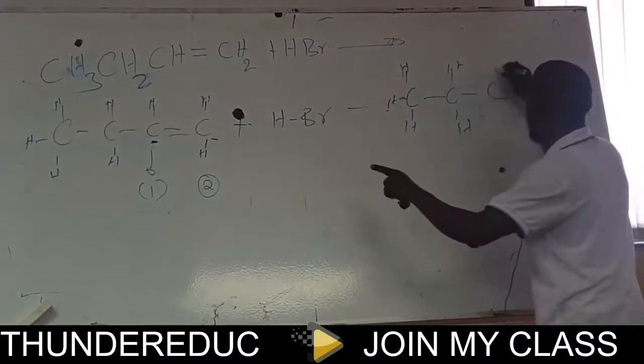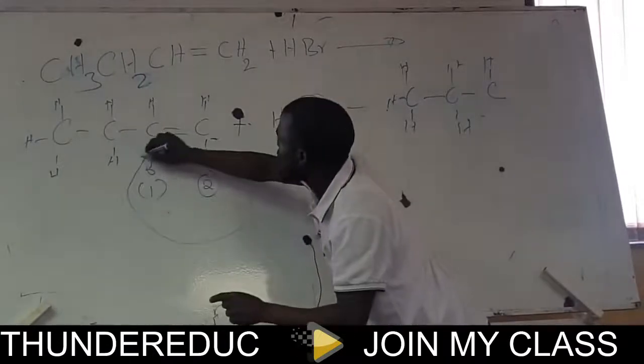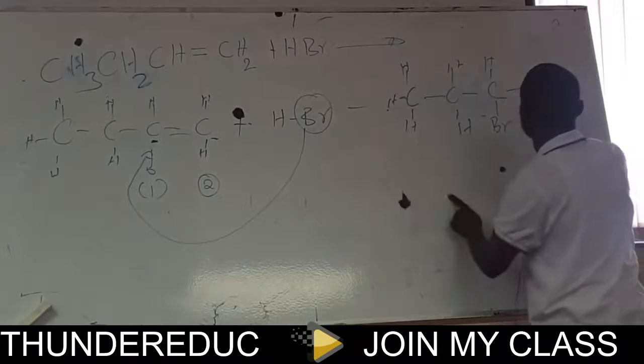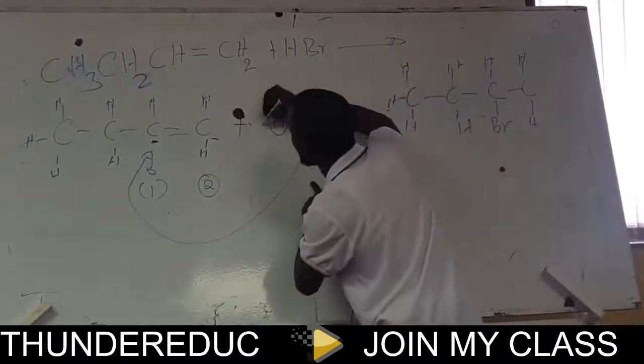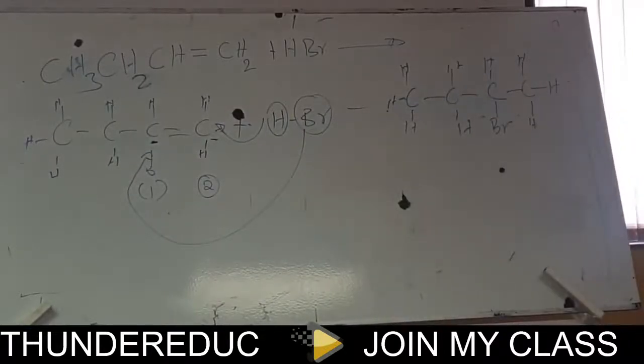Now, see, you have the hydrogen there. Now, this is gonna go here. And then I have bromine here. And then I'm gonna have CH2. And then this hydrogen is gonna come there. And then I'm gonna have CH3. So that's how it's supposed to be.